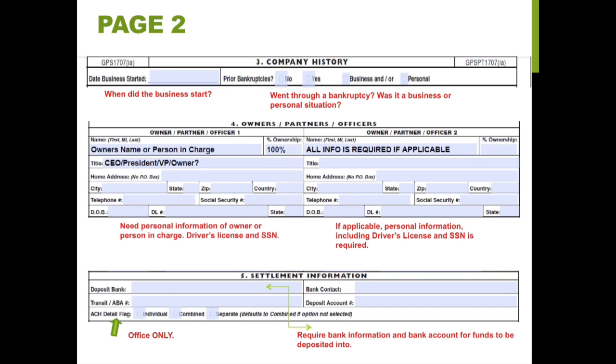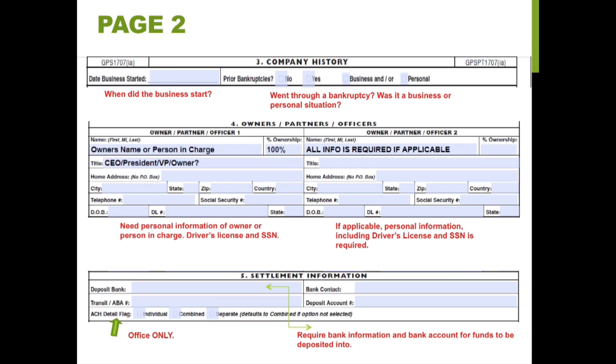Next to deposit bank, please provide us with the name of the bank, whether it be Chase, Bank of America, or Wells Fargo. Next to bank contact, please give us the name of the contact from that bank. Transit/ABA number means the routing number, which can be found on the check or the voided check, and deposit account number is the account number or the DDA number, which can also be found on the voided check of the business bank account.